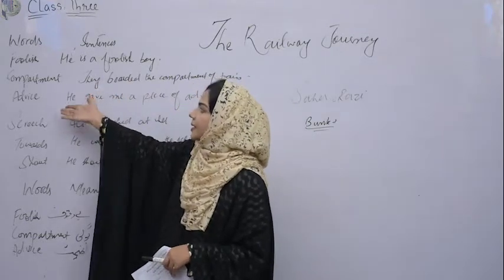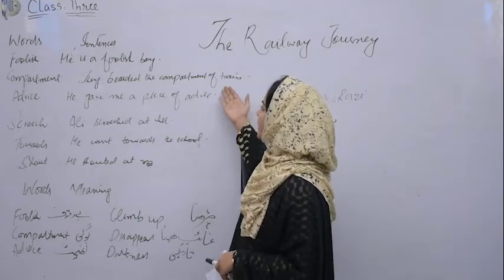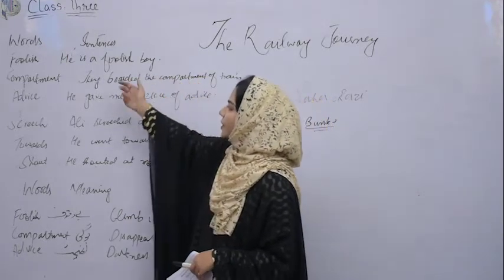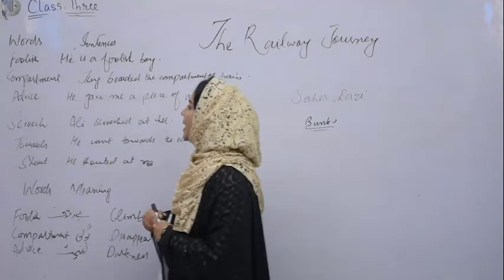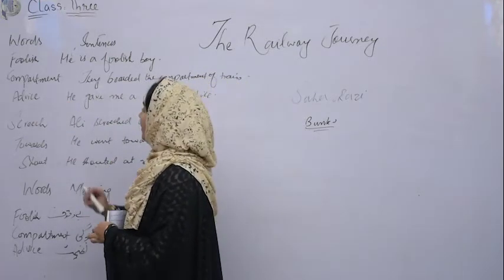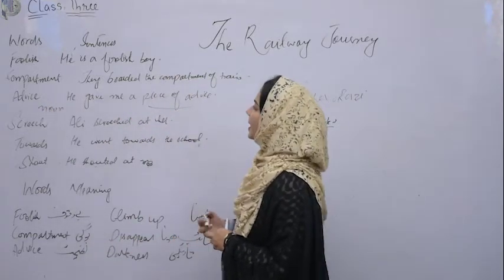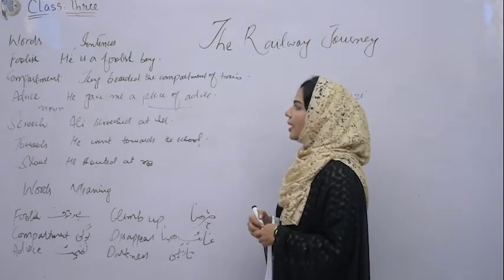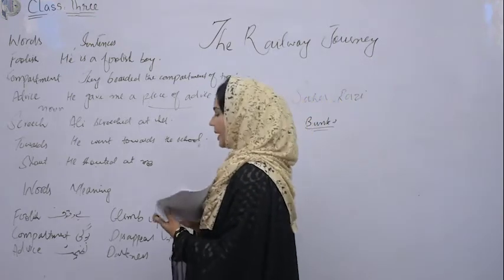Then compartment. Train की bogie. They boarded the compartment of the train. वो train की bogie पर चढ़े. Advice, नसीहत. This is a noun. तो जब भी advice noun आएगा तो हम हमेशा piece of advice use करते हैं. He gave me a piece of advice. उसने मुझे नसीहत दी.